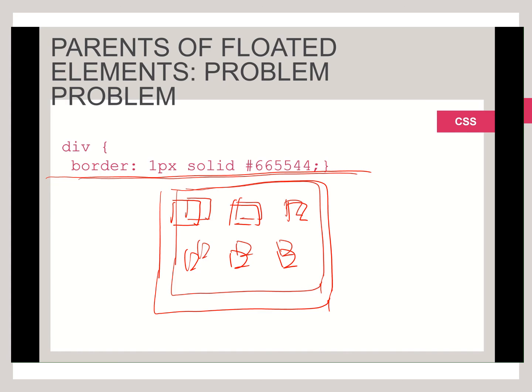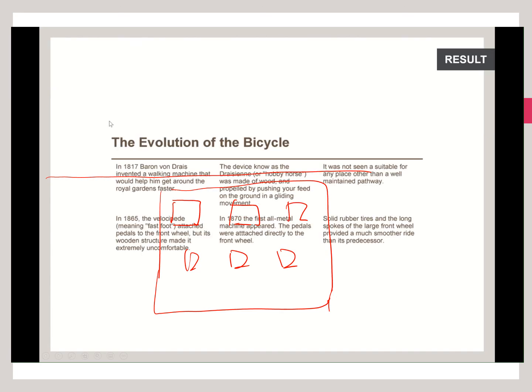So in fact, the problem is that if all of them are floated elements, some browsers will treat each of them as having zero height. Zero height means 0 pixels tall. So because of this zero height, even if you add a border, it will not show the border on any side.